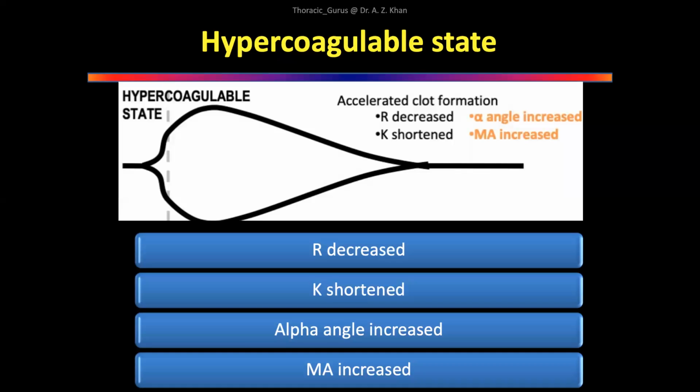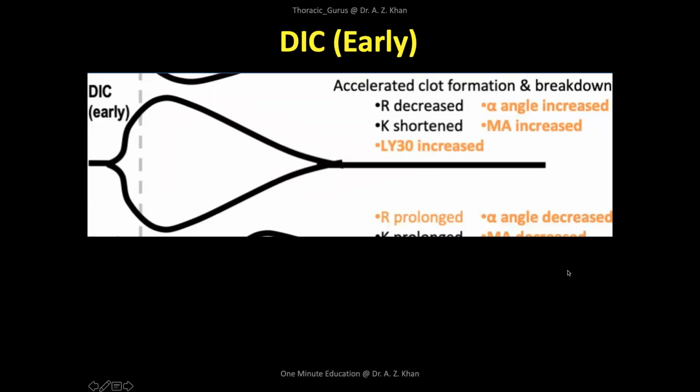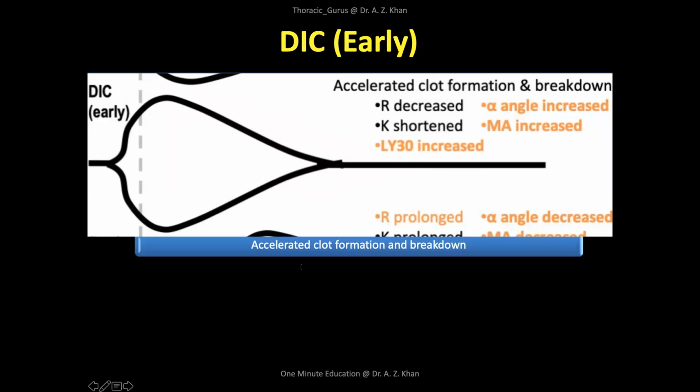Now, two more things in a TEG that you have to study. One is DIC. You have to understand what the graph looks like in an early DIC. There is accelerated clot formation and breakdown, so DIC affects both parts of the TEG.